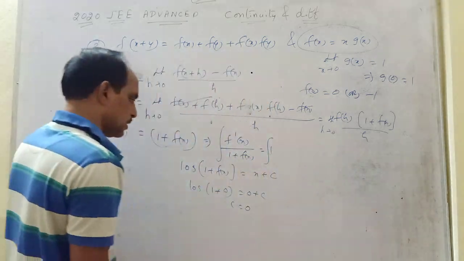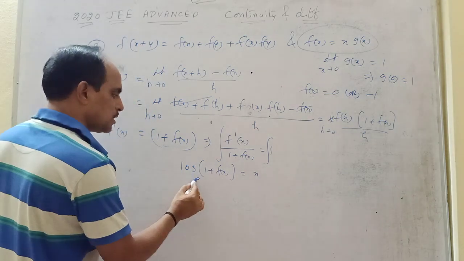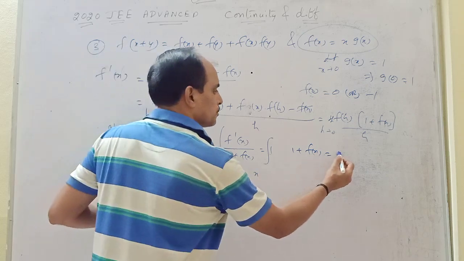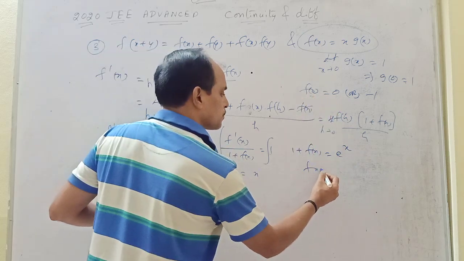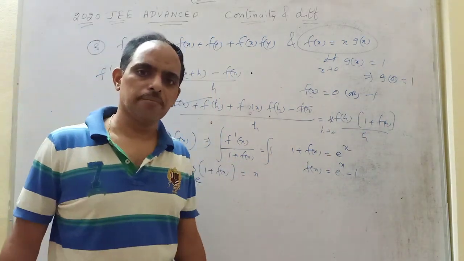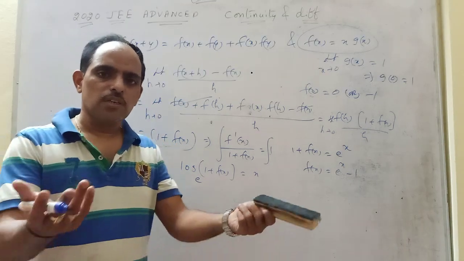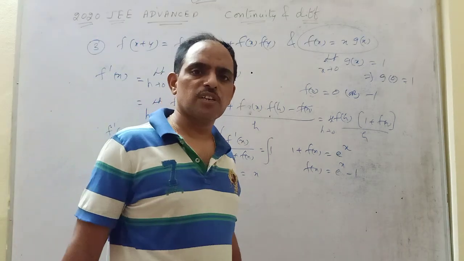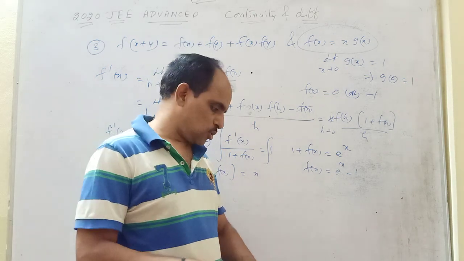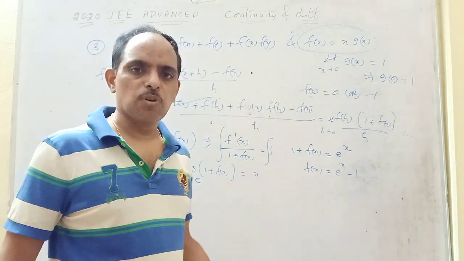Now see, this c value becomes 0. So this will be the function. Base is e. Now 1 plus f of x is equal to, f of x is equal to e power x minus 1. Can you say whether it is a differentiable function or not? Obviously it is a differentiable function anywhere. So we can take the first option as correct: f is differentiable everywhere, x belongs to R.